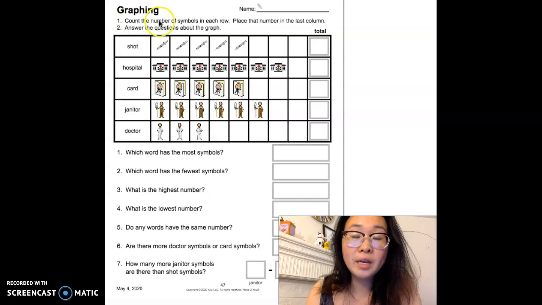Graphing. Number 1, count the number of symbols in each row. Place that number in the last column. 2, answer the questions about the graph. We're going to count the numbers, put it in here, and then we're going to answer these questions.